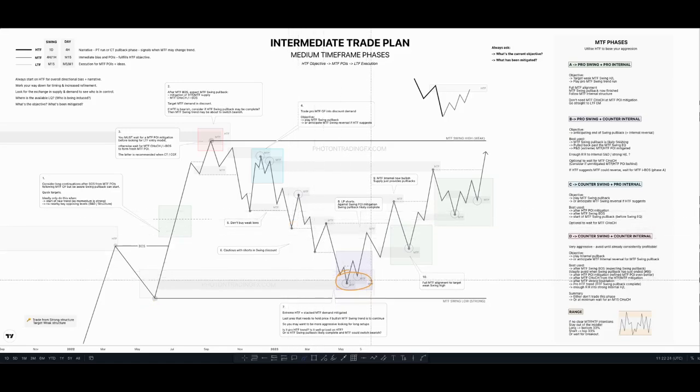Wait for price to pull back into a level. Okay, then you get good at that. Now I want to practice trading counter swing. Well, I'm only going to do it when I get an IBOS.